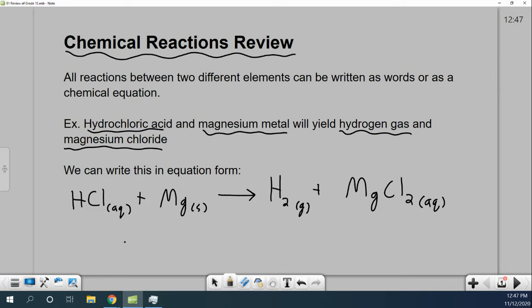Quick reminder of the diatomic elements. My good friend Hofbrinkel the clown. Hydrogen, oxygen, fluorine, bromine, iodine, nitrogen, and chlorine. It's basically all of your halogens, hydrogen gas, and the other two are oxygen and nitrogen.